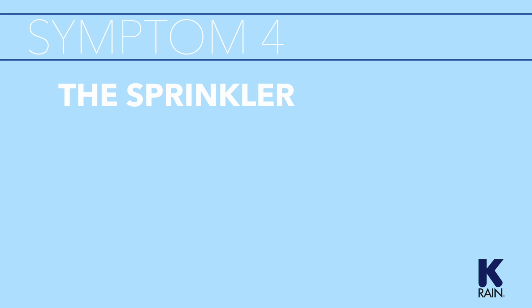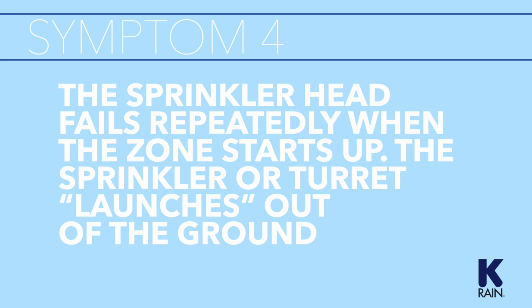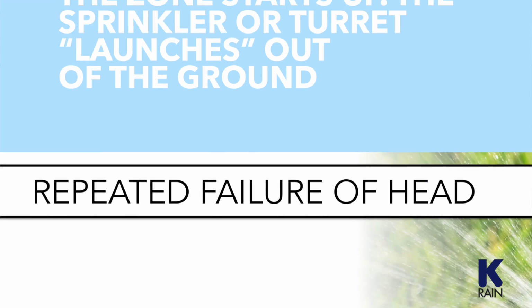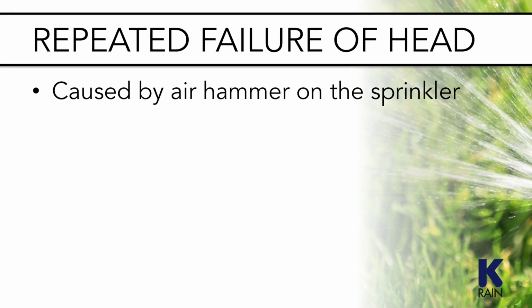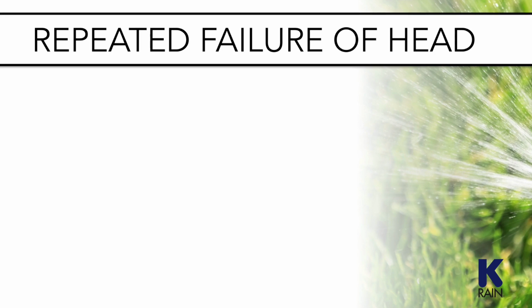Symptom 4. The sprinkler head fails repeatedly when the zone starts up; the sprinkler or turret launches out of the ground. This kind of failure is an air hammer on the sprinkler created as the water rushes into the lines. Pressure can spike 3 or 4 times the pressure rating of the sprinkler head, damaging the sprinkler. There are 2 things you can do to address the problem.